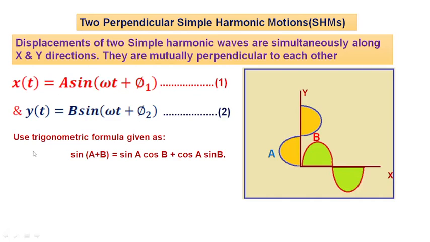Use the trigonometric formula, which is given as sine of a plus b is equal to sine a cos b plus cos a sine b.